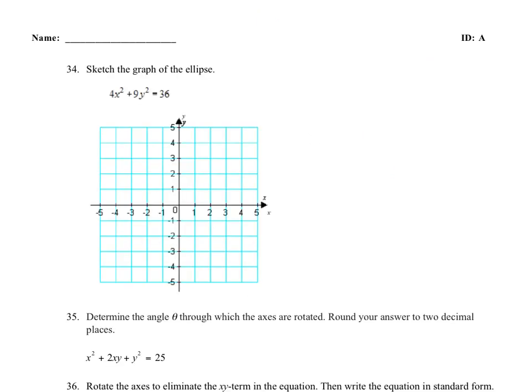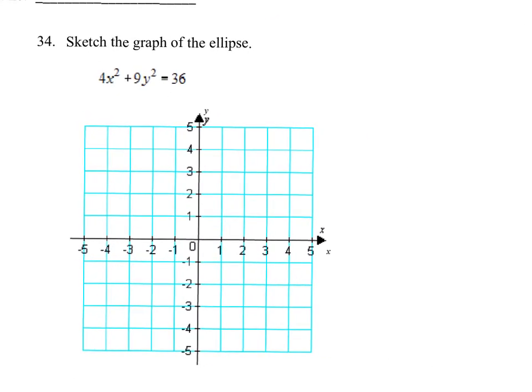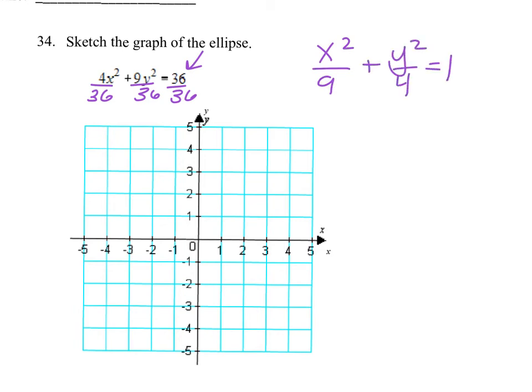Number 34, sketch the graph of the ellipse. So with an ellipse, actually with hyperbola, ellipse, all of that stuff, the first thing you want to do is get this 36 to be a 1. So I've got to divide each term by 36. This would be x squared over 9 plus y squared over 4 equals 1. So remember with an ellipse, just like a hyperbola, the center is going to come from the numerator. So the center here is 0, 0.